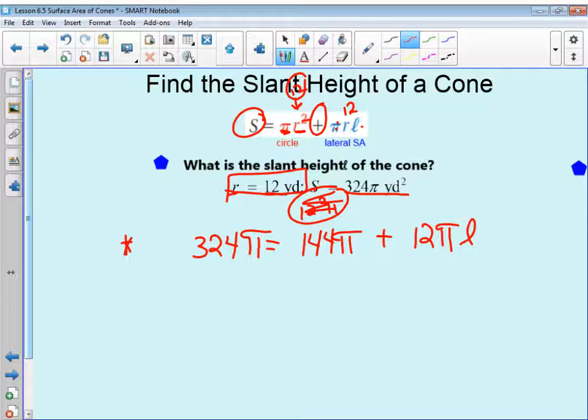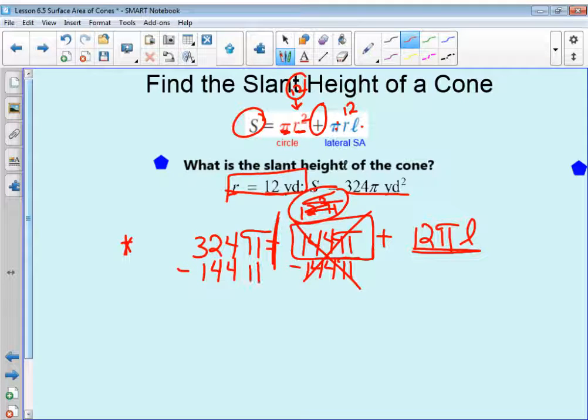Now we want to work to get this by itself. In order to do that, I have to get rid of all of this first. So I have to get rid of that 144 pi. So we're going to say minus 144 pi. Whatever I do on one side of my equal sign, I have to do on the other, minus 144 pi. So 324 minus 144 gives me 180 pi.